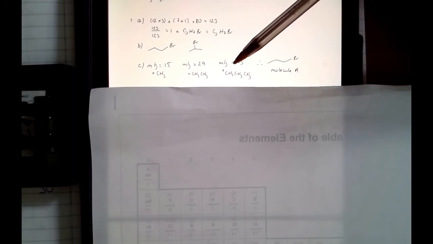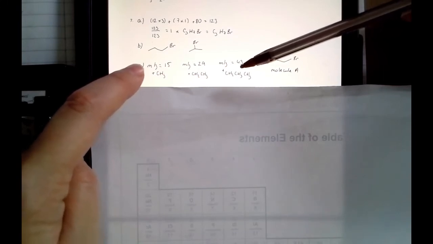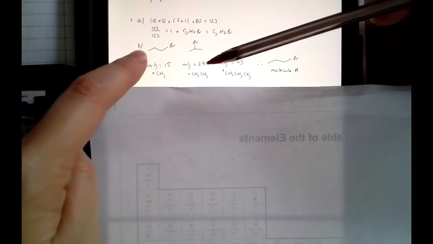If I look at my final peak, a mass of 43, okay, typically C3H7. If I were to break this bond right here, I would get that fragment. If I were to break this bond right here, I would get that fragment. So I'd expect a peak at 15 and a peak at 43 for both molecules, but I would only expect that peak at 29 for 1-bromopropane. Therefore, molecule A must be 1-bromopropane.